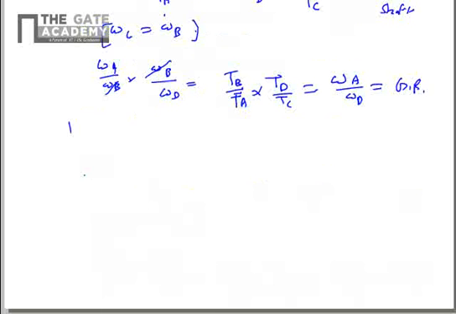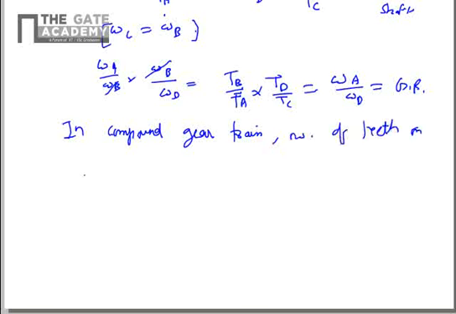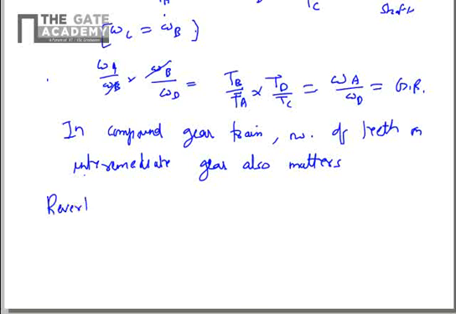So hence in this case, in a compound gear train, you have seen that the number of teeth of intermediate gears also matters. These compound gear trains are used in applications where you need a large reduction ratio, where just one gear is not sufficient. That is another category of compound gear train, called reverted gear trains.